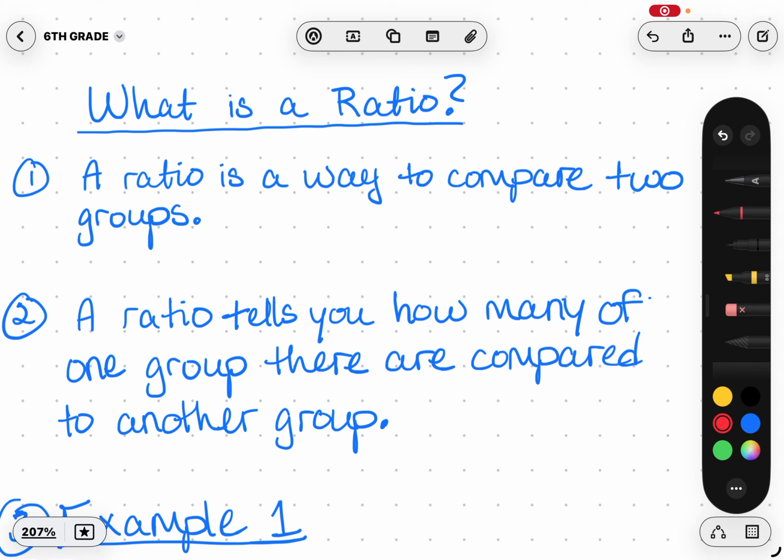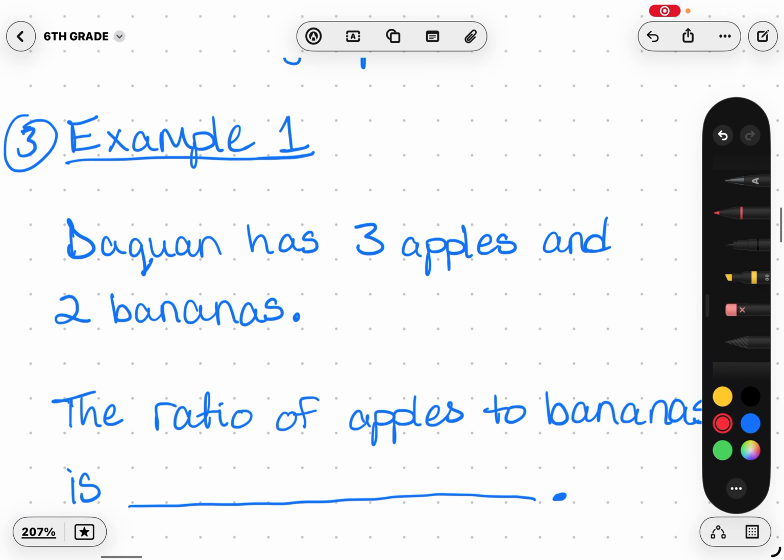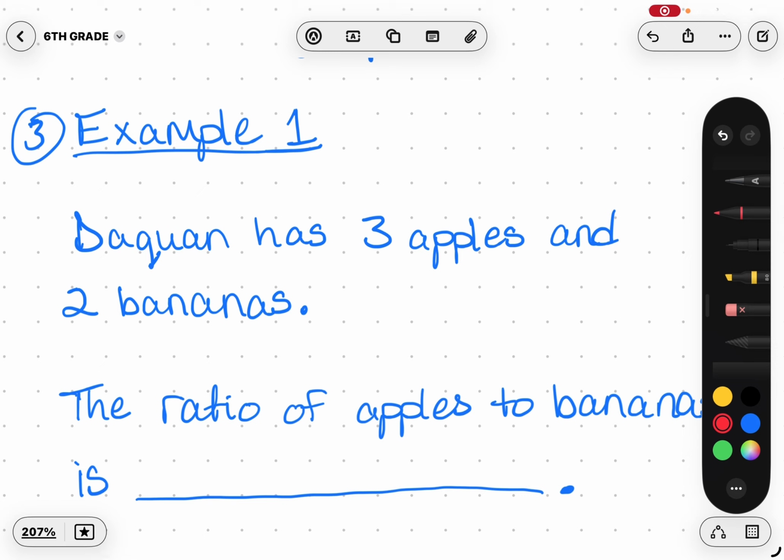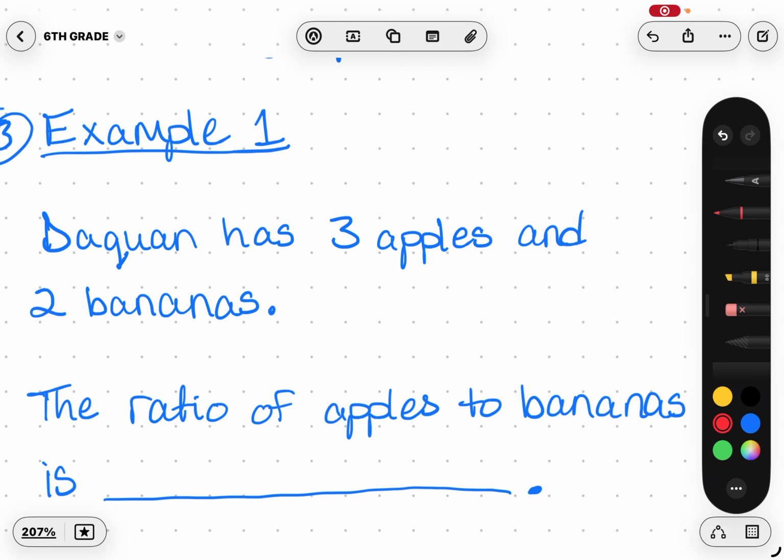It says, what is a ratio? So a ratio is a way to compare two groups. A ratio tells you how many of one group there are compared to another group. Let's take a look at this example right here, example 1. Says Daquan has 3 apples and 2 bananas. The ratio of apples to bananas is, so there's 2 ways we can write it. We would say that there are 3 apples to 2 bananas, or we can write it using a colon, 3 to 2, like this.